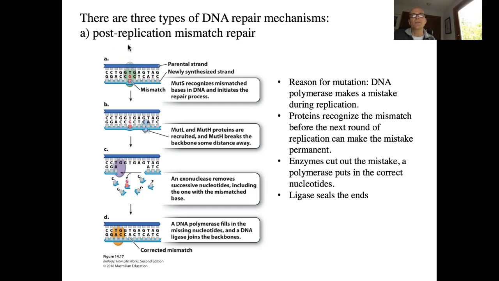After DNA replication, there may be a mismatched nucleotide. And so I say here, the reason for that mutation is that the DNA polymerase makes a mistake that it doesn't fix during replication. And so now a set of proteins are dispatched by the cell. And these different types of proteins, they bind in certain places. And we don't have to look at all the exact details. You'll learn more about this in genetics or in molecular biology classes.